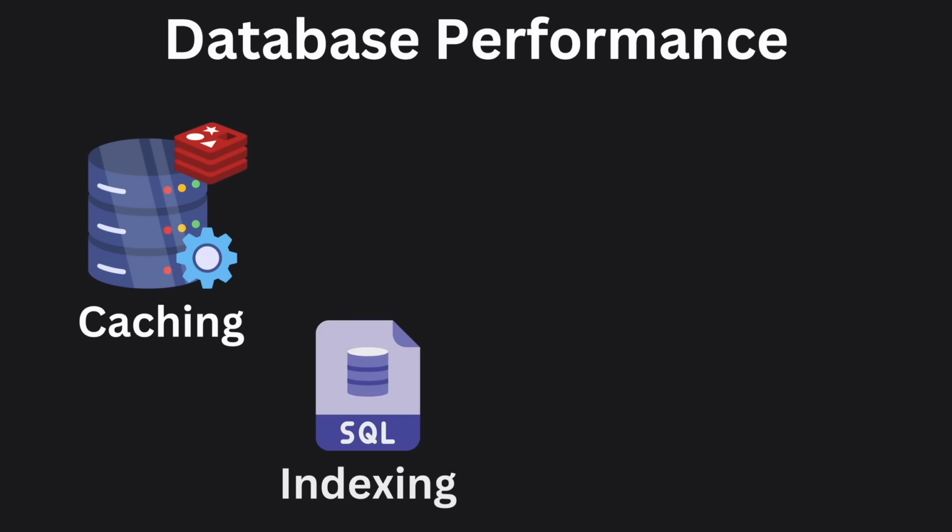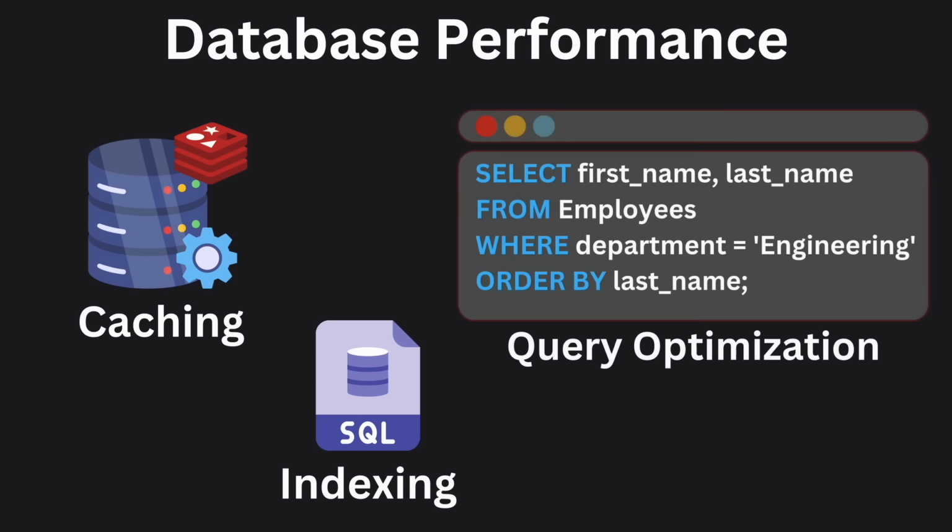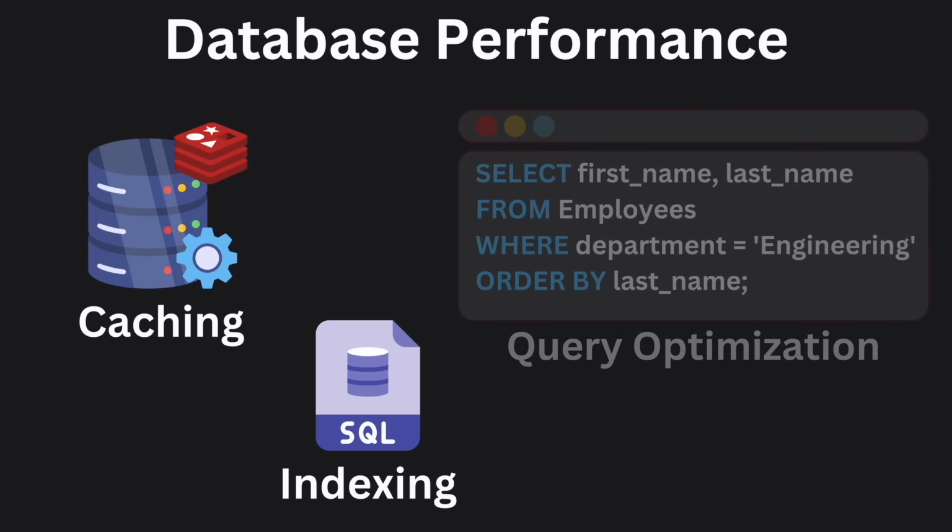The next technique is indexing. Indexes are another way to boost the performance of your database. Creating an index for frequently accessed columns will significantly speed up retrieval times. And the next technique is query optimization. You can also consider optimizing queries for fast data access. This includes minimizing joins and using tools like SQL Query Analyzer or Explain Plan to understand your query's performance.